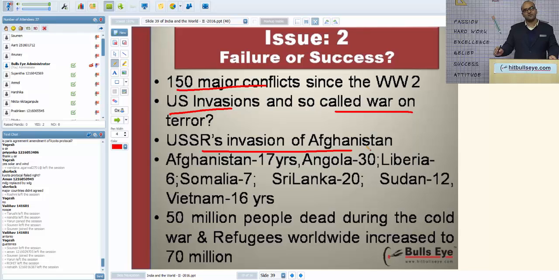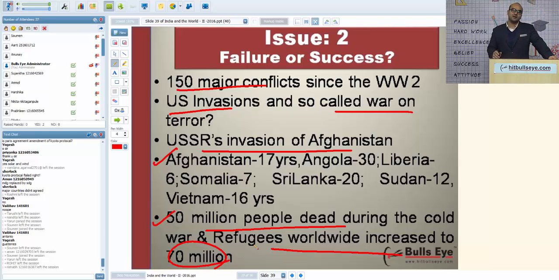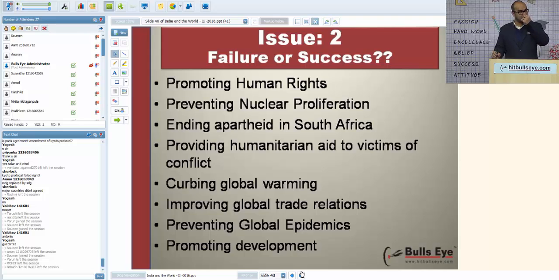USSR's invasion of Afghanistan, this is in 1979. And so on and so forth. So many people who have died during the Cold War, and refugees worldwide increased to 70 million people, right? Despite UN being there and UN not being able to prevent such crisis, right? So if you're able to quote these figures in your PPTs, in your GDPIs, it'll be great.